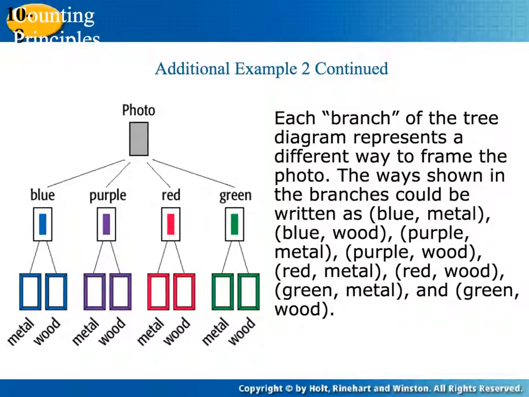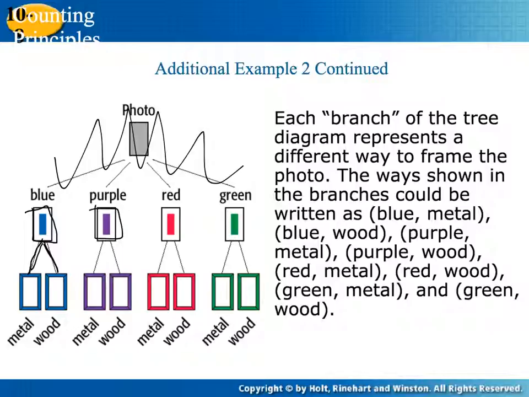Notice, and we don't need this top part, we have the four different mats: blue, purple, red, and green. If you pick a blue mat, which you have right here, you can go straight down and make either a wood or metal frame. You can take a blue mat and make it a metal frame, or a blue mat and a wood frame. Same thing with a purple mat: a purple mat and a metal frame, a purple mat and a wood frame. Same thing with red and green.